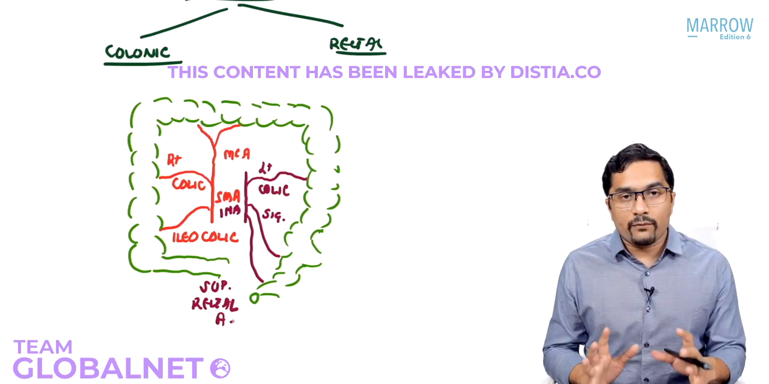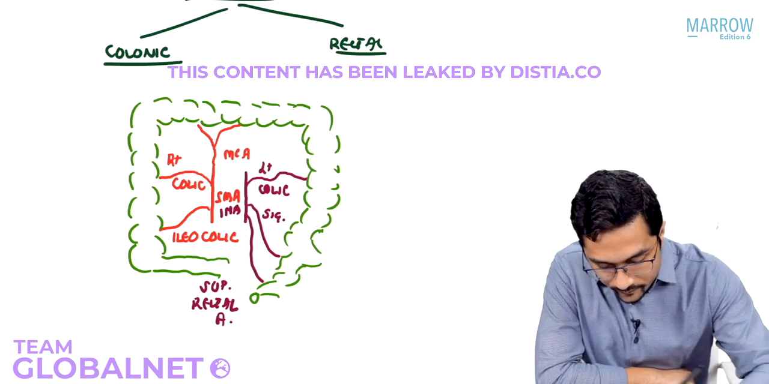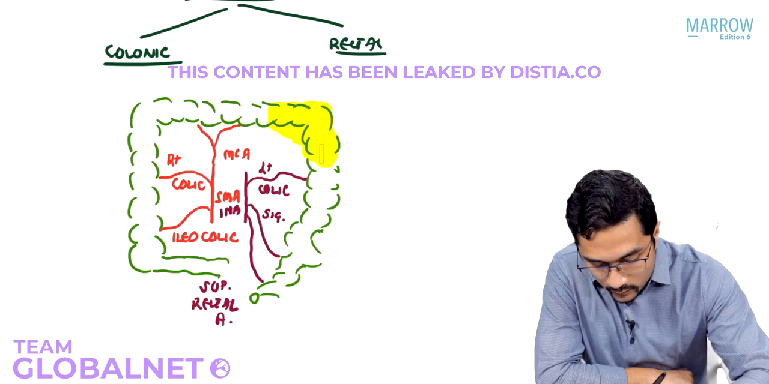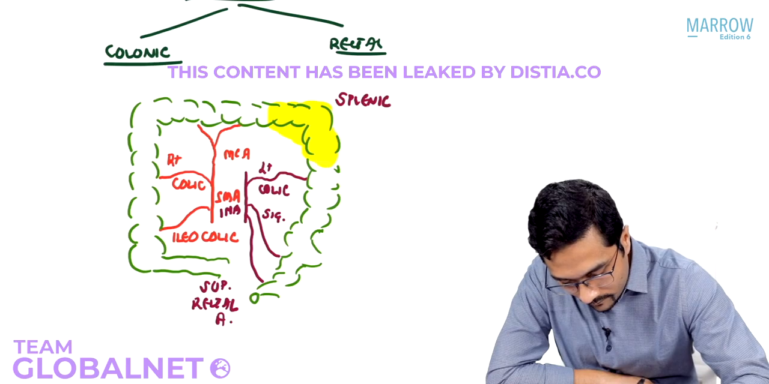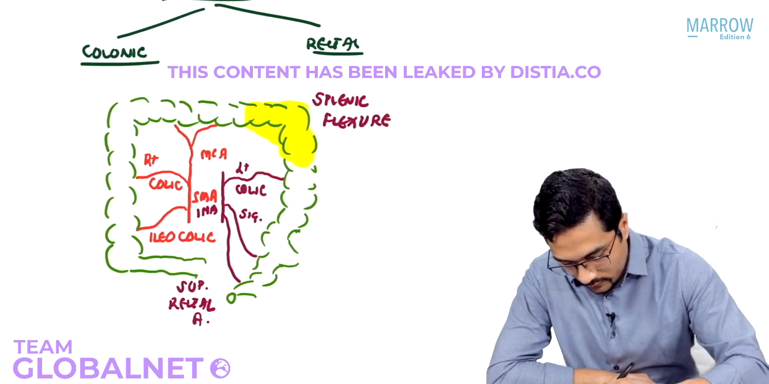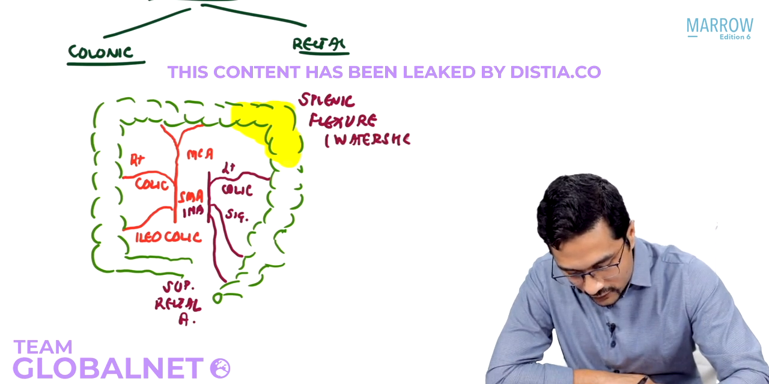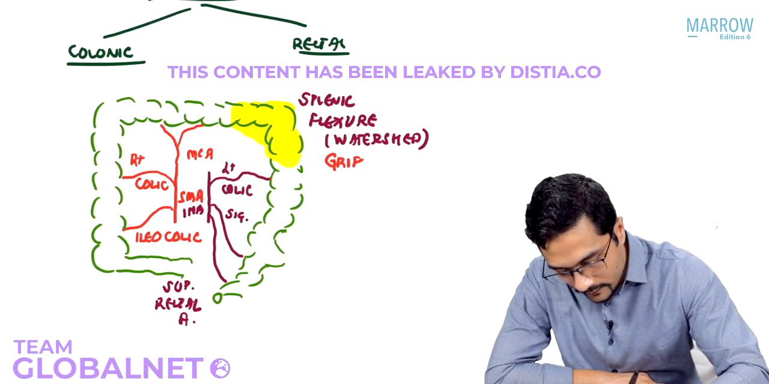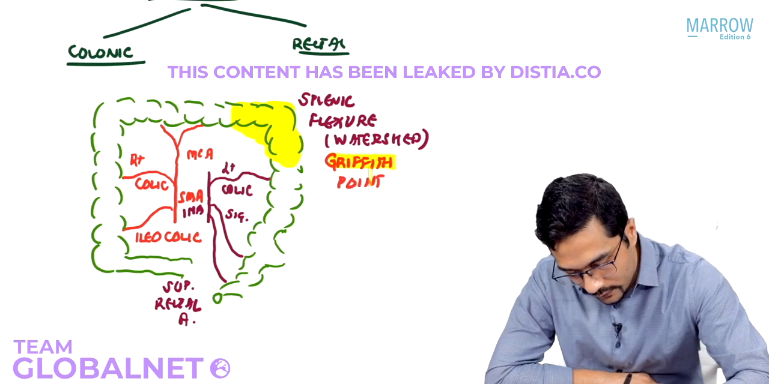Now, one thing is very obvious. Just when you look at the diagram, you can make out that the area of the splenic flexure is the watershed junction. The splenic flexure is not getting very good blood supply. It is one of the watershed areas, and this is known as the Griffith point.